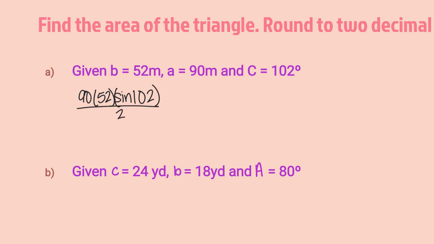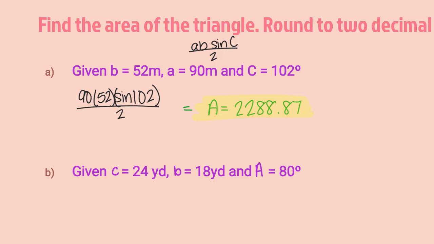So this is what it's going to look like. If you want to write the rule, it's your angle, then I have A times B times sine C, all over 2. All you have to do is plug it in on your calculator. 90 times 52 times sine 102, and then divide by 2. Good. If you plugged it in correctly, your answer for this should have been area is going to equal 2,288.87, and that's my answer for area.